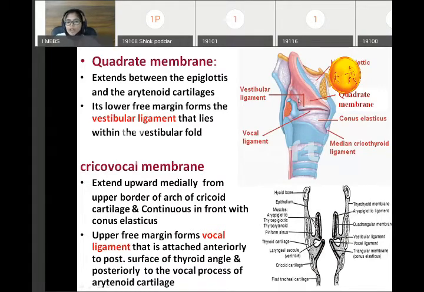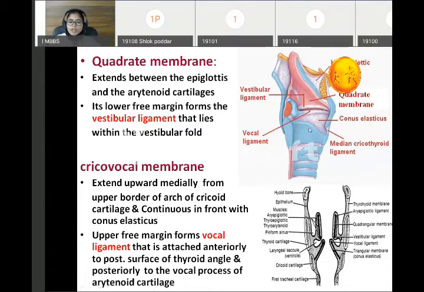The upper border of the quadrate membrane lies in the aryepiglottic fold. This is the aryepiglottic fold. And the lower border of the quadrate membrane is thickened to form the vestibular ligament. This vestibular ligament is attached anteriorly to the posterior surface of the thyroid angle, and posteriorly to the anterolateral surface of the arytenoid cartilage. This vestibular ligament is covered with a fold of mucous membrane and forms the vestibular fold.